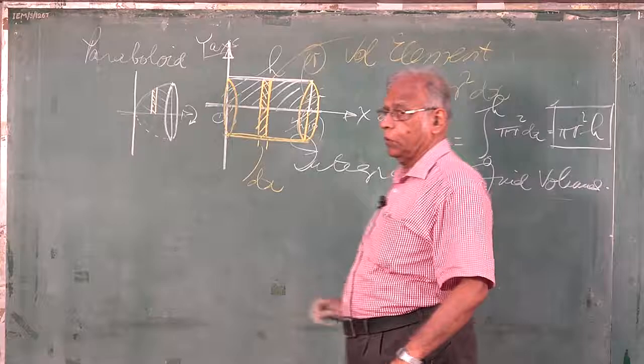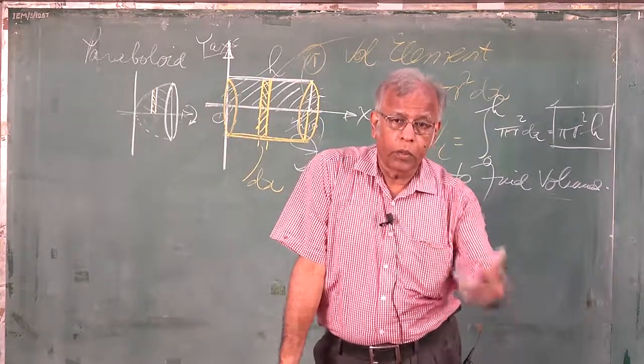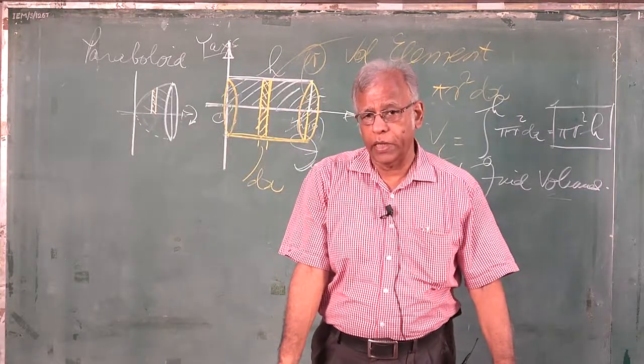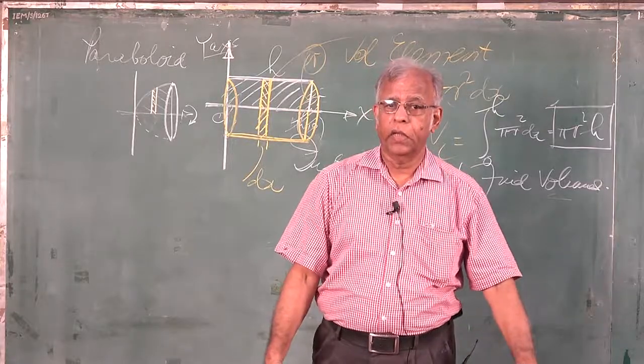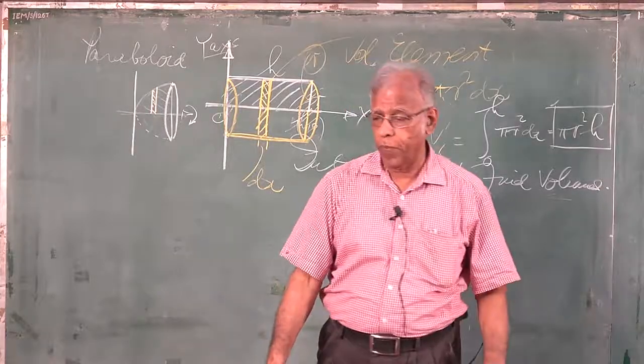This formula for the volume of a cylinder is very well known to us. Now we will use this volume element, that means pi y square dx, as dV to find the volume of a hemisphere or a sphere. Actually we are looking for the volume of a sphere.